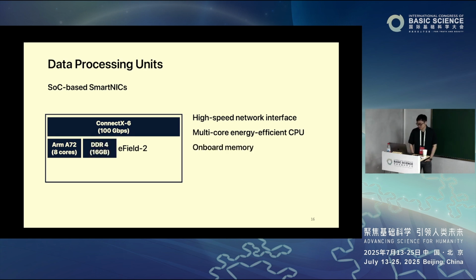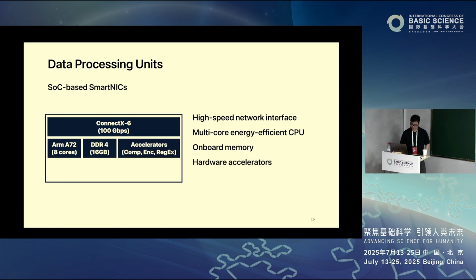And a DPU also has onboard memory. This memory is quite constrained, normally ranging from 8 GB to 32 GB. On BlueField 2, we have 16 GB. And a DPU also has hardware accelerators, which are hardware specialized for certain data path tasks, such as compression, encryption, and regular expression matching.